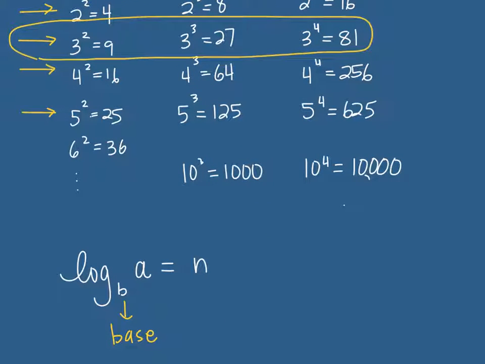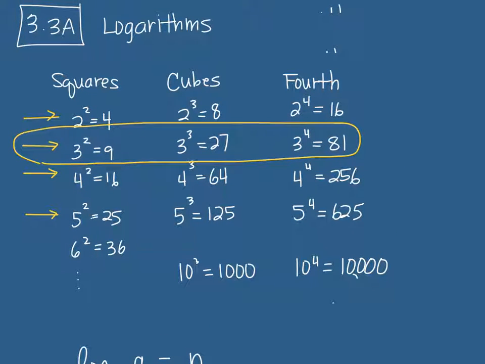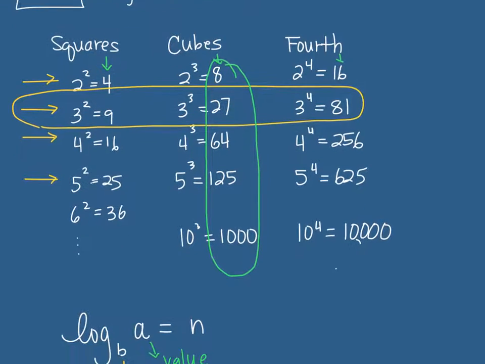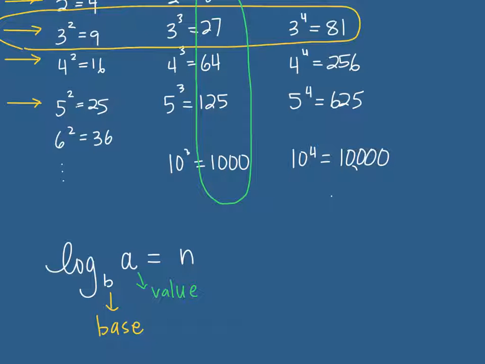A is the value. A is the column. A are these numbers here. I'm color coding mine green. That's the A value. N is the number of the power that you're in. That's the power number, and that's the title of the column you're in. Square, cube, fourth, whatever column you're in, that's the power number.